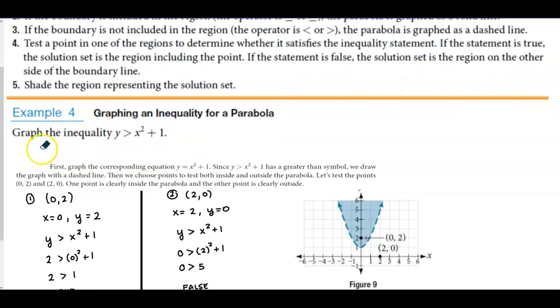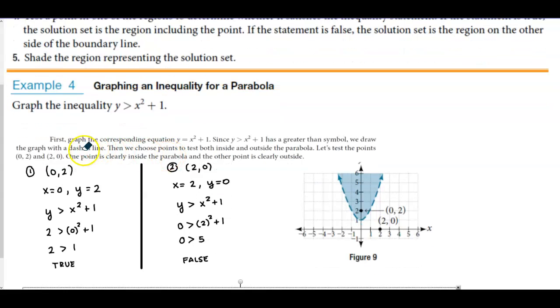So here what we're going to do is graph the inequality y is greater than x squared plus 1. First we're going to graph the corresponding equation y equals x squared plus 1. So we have our parabola x squared and then we shift it up 1 unit. Now since y is greater than x squared plus 1 has a greater than symbol, we have to draw the graph with a dashed line.